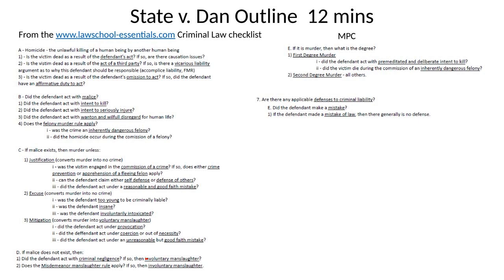So if malice does not exist, then did the defendant act with criminal negligence? If so, then voluntary manslaughter. So you're probably going to need to talk about model penal code, first degree, second degree, intent to kill.